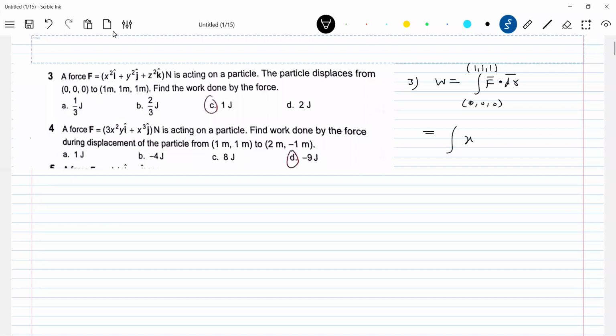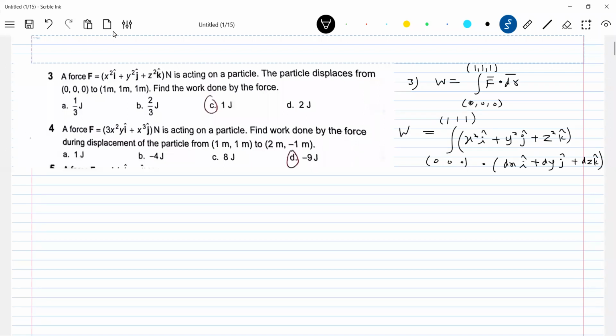So write the expansion of this: x square i cap plus y square j cap, dot, what is dr bar? dx i cap, dy j cap, dz k cap. So the limits are 0 to 1 for each.